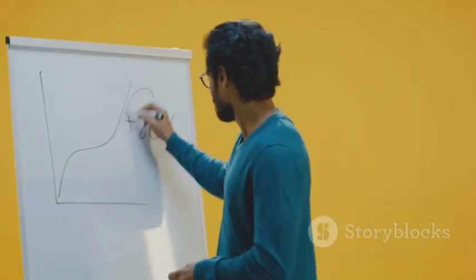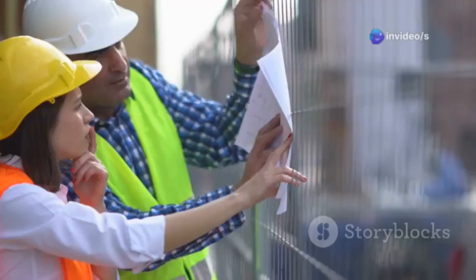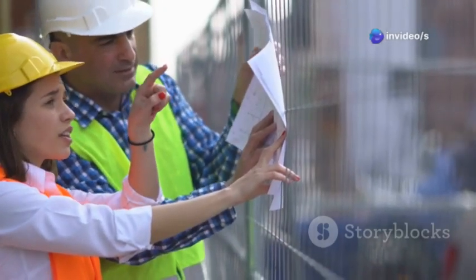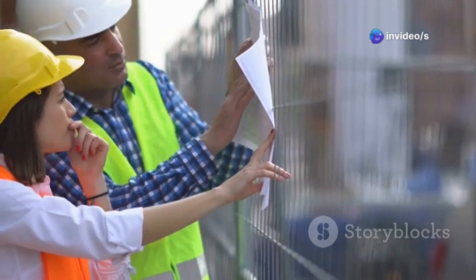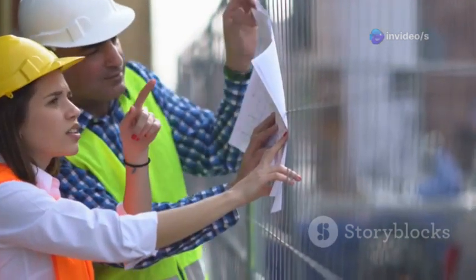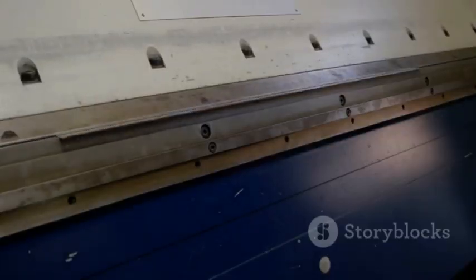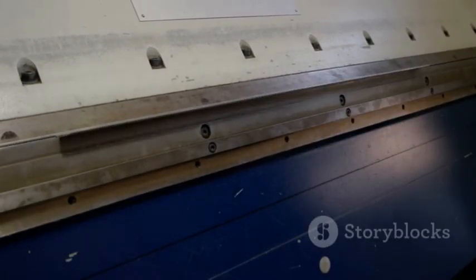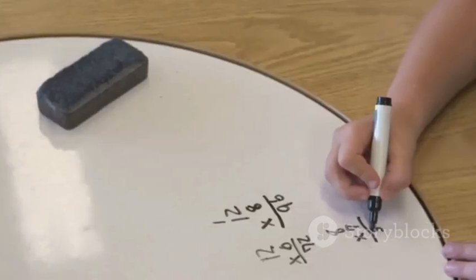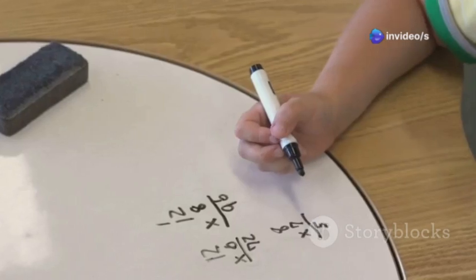Section 8. Unveiling bending moment diagrams. Similar to SFDs, bending moment diagrams, or BMDs, graphically depict the variation of bending moment along the beam's length. They provide a visual representation of the bending effects caused by the applied loads. To construct a BMD, follow these steps.